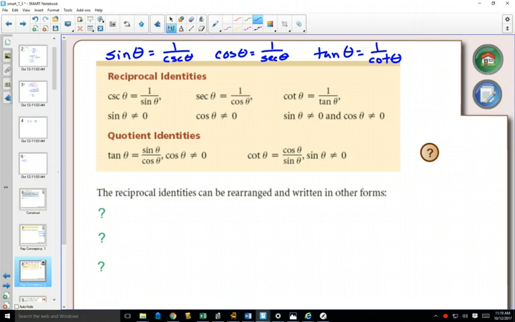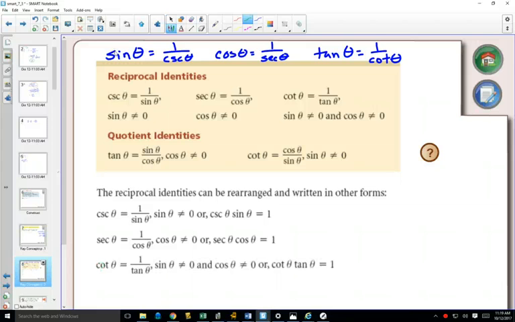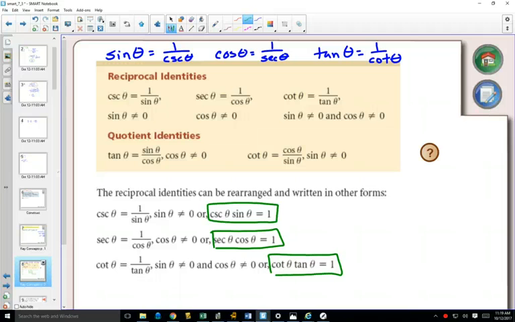They also have here in your textbook, if you take cosecant equals 1 over sine, and you multiply both sides by sine, then cosecant times sine is equal to 1. That would be a new identity obtained by rearranging that old identity. We also have that secant theta times cos theta is equal to 1, and cotangent theta times tangent theta is equal to 1.